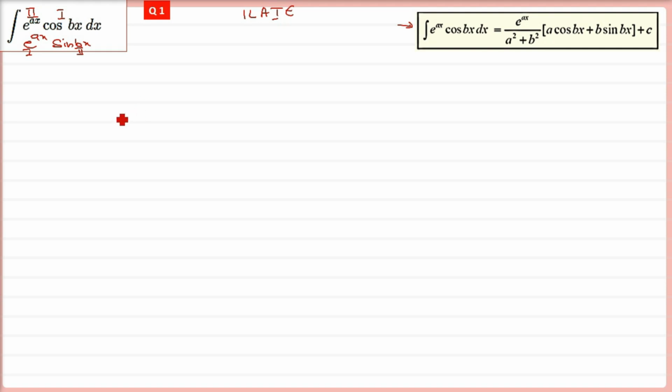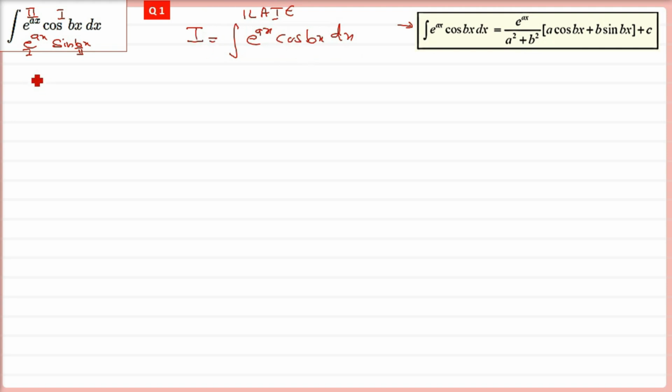And you will see the difference between e raise ax sin bx and e raise ax cos bx. The previous one I took a different first and second function. Here I am taking a different first function and second function. So I is actually e raise ax cos bx, which we are integrating, and I'm writing it again just to show you that this is going to come again. This will be regenerated while we are solving the question.